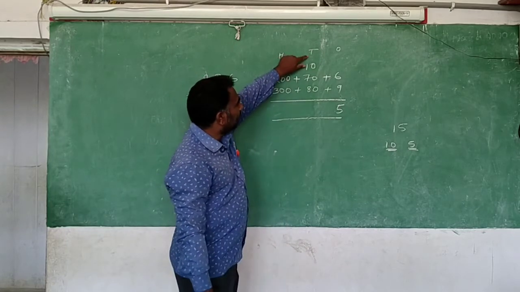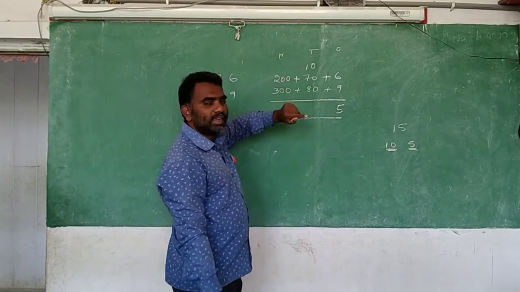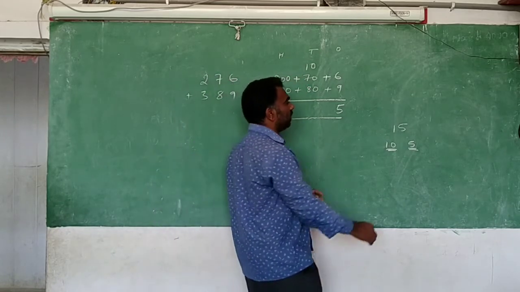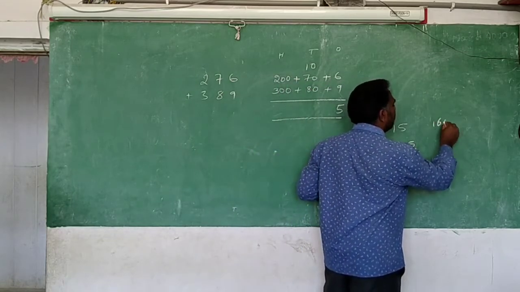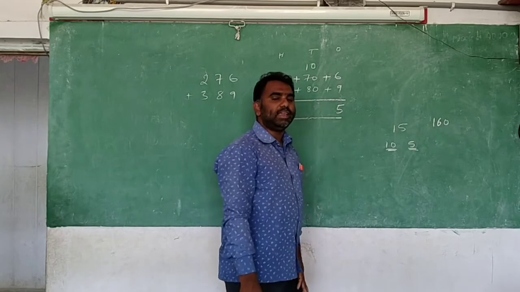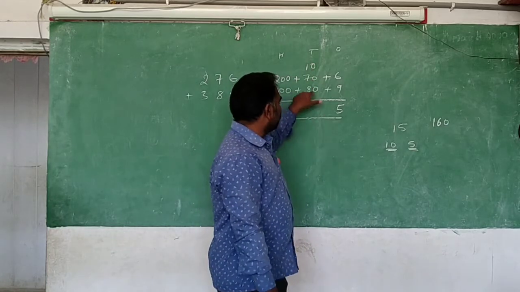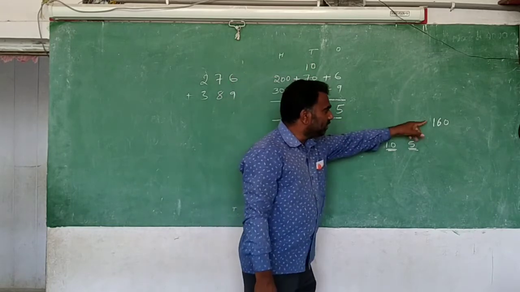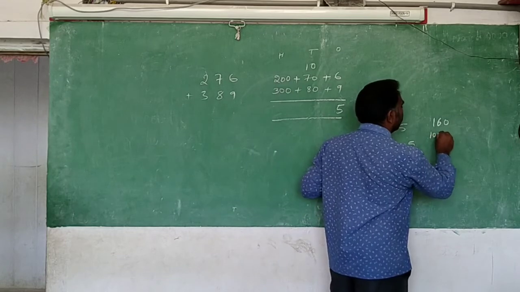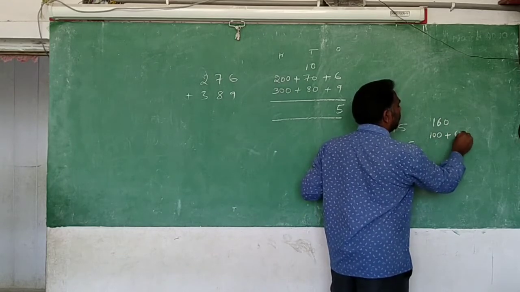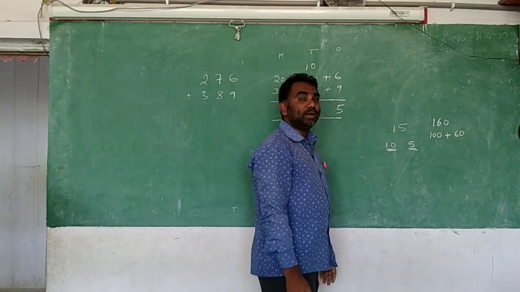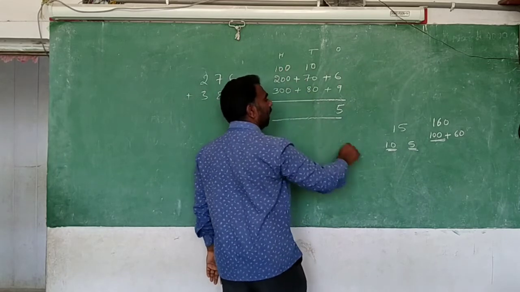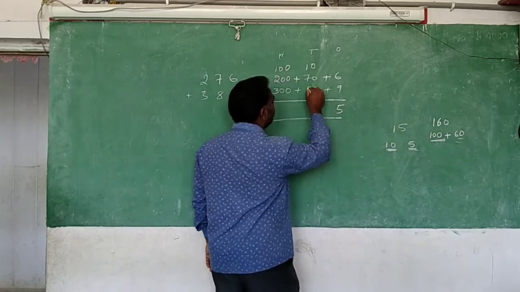Okay, now you add the tens. 70 and 10 will become 80. 80 and 80 will become 160. You see, this is the line given for only tens. But in this, hundreds are there. How can you say this? 160 means 100 plus 60. This 100 we will write in the hundreds place, and this 60 we will write in the tens place.